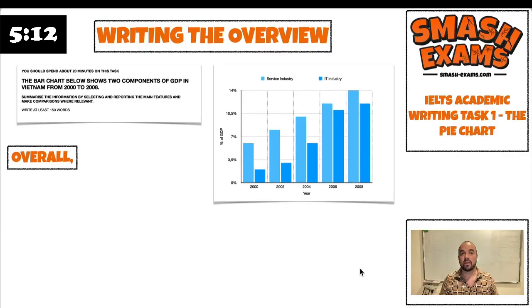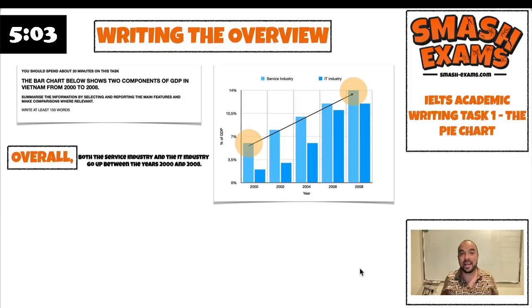So you need to look for key trends in the chart. And the first one that I can see is that both the service industry and the IT industry go up, and they go up every single year. So we can start off with something very simple. Overall, both the service industry and the IT industry go up between the years 2000 and 2008. Again, not a bad 9, but we're not looking for 9, we're looking for 7, and this is a solid 7.